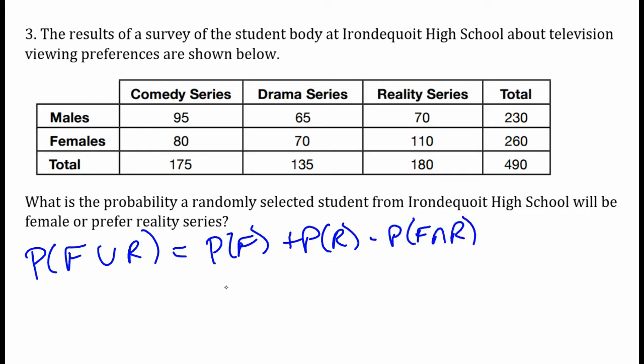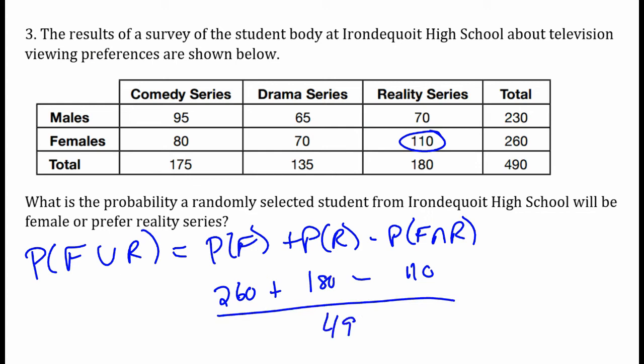So how many females are there? 260. Plus how many reality series? Here's reality series. Total is 180 minus their intersection. Where's their overlap? Where are the female and realities? I counted those 110 twice. All over 490, because I need to make it a probability, so out of the total, because I'm randomly selecting them. So 260 plus 180, but I overcounted that by 110. So I get 330 out of 490 is that OR probability.